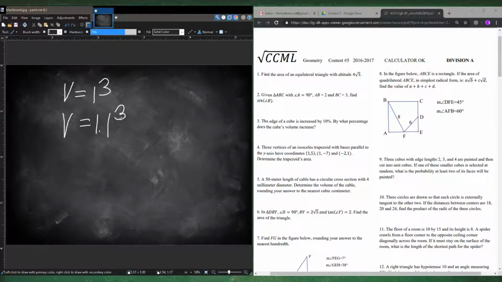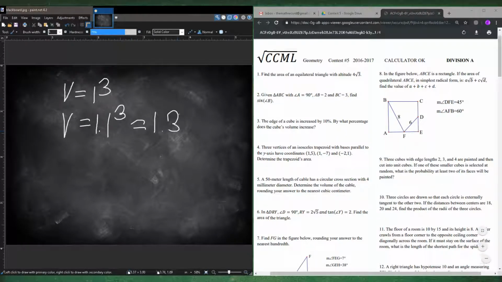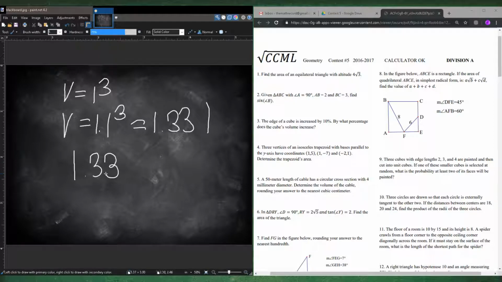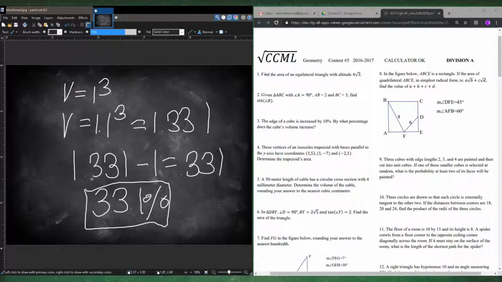So what percent is that increase? 1.1 cubed, if you use your calculator, is 1.331. So 1.331 minus 1 is 0.331, because you want to get the percentage increase. Then multiply that by 100 to get 33.1%, because that's in decimal form and you want it in percent form. So your answer is 33.1%.